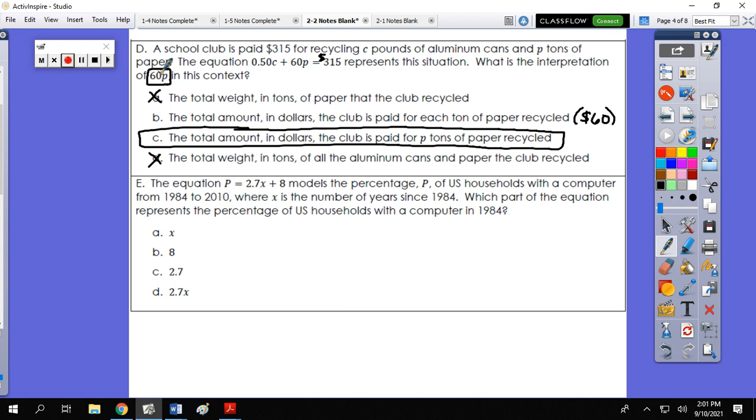The equation P equals 2.7x plus 7 models the percentage P of U.S. households with a computer from 1984 to 2010, where X is the number of years since 1984. Which part of the equation represents the percentage of U.S. households with a computer in 1984? Meaning we're looking at an initial value, which means what we're really trying to find is the Y-intercept of that equation. The Y-intercept is the 8. 8% of households had a computer in 1984.